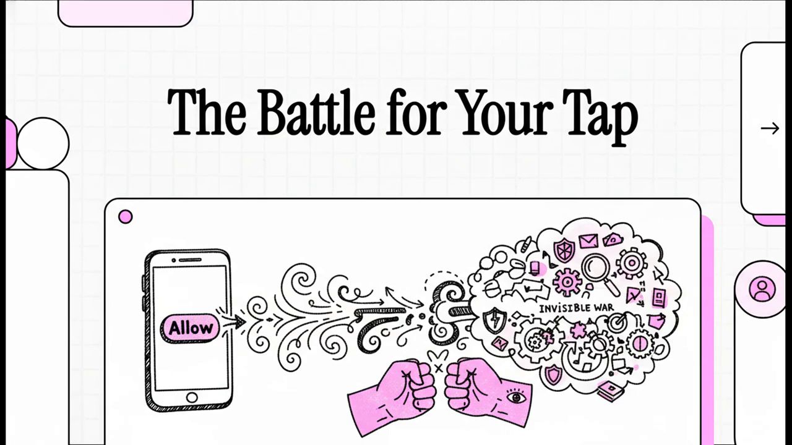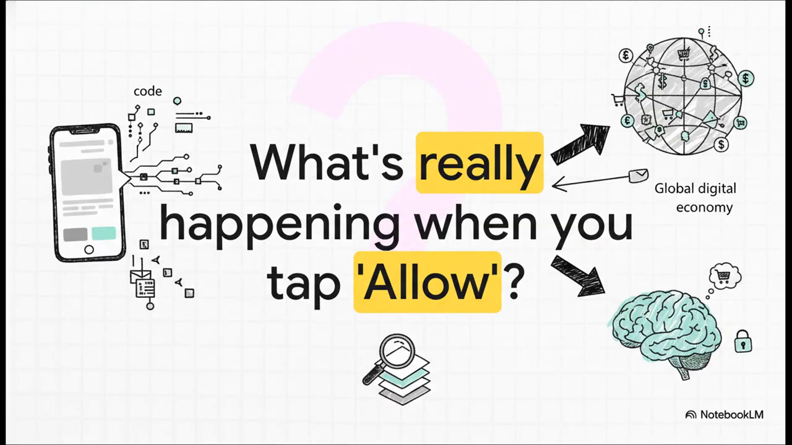Okay, let's dive right in. We're going to break down that simple little button you see on your phone every single day. You know the one I'm talking about, Allow. It seems harmless, right? But behind that one tap, well, there's a huge invisible battle being fought for your data. So what's actually going on there?